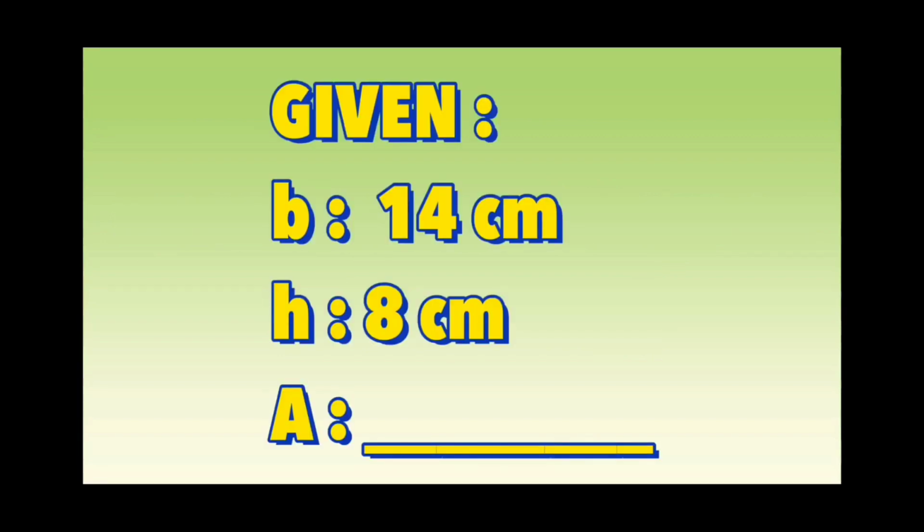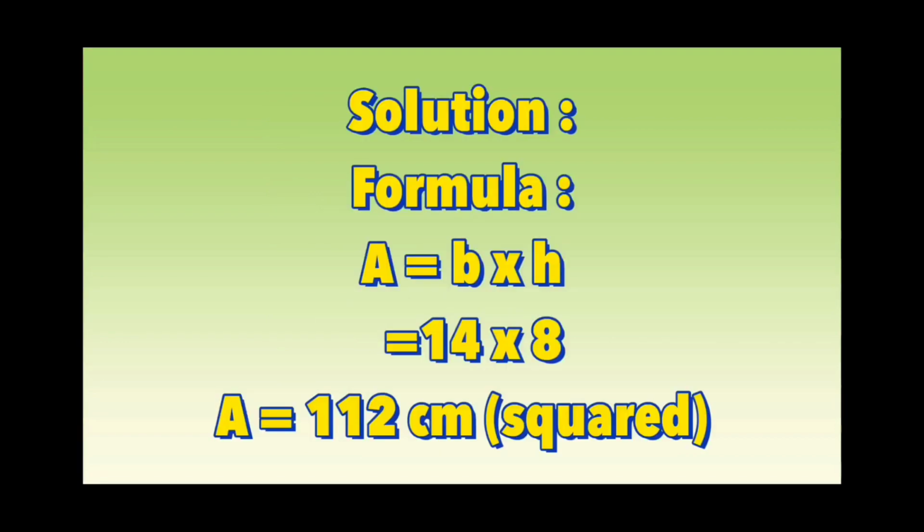For example, number 1, given the base equals 14 centimeters and the height equals 8 centimeters, we're going to find what is the area. Solution, we will use the formula. The formula of parallelogram, area equals base times height.